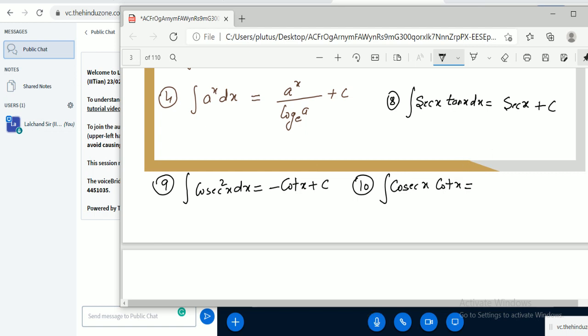What is the integral of this formula? Cos x into cot x. Anyone? Fast. Minus cosec x.